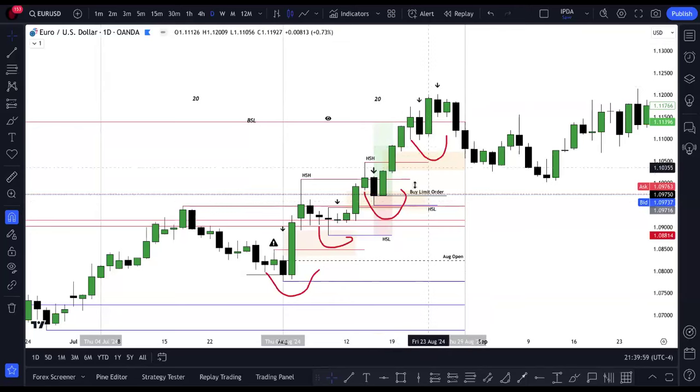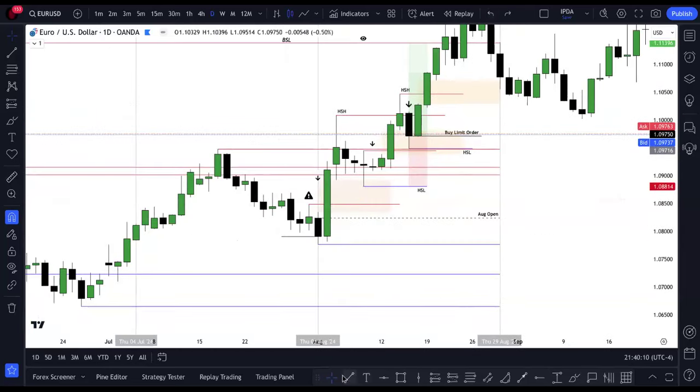I showed you guys daily bias. How did I get this swing trade? I was following the trend. We'll go back. We'll slowly walk through this real quick.